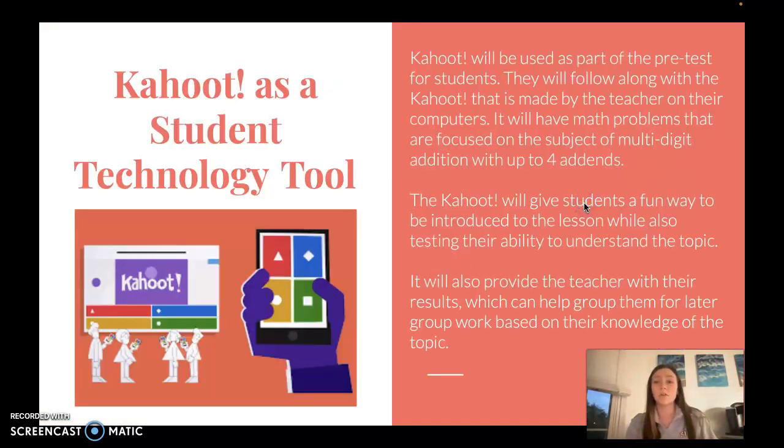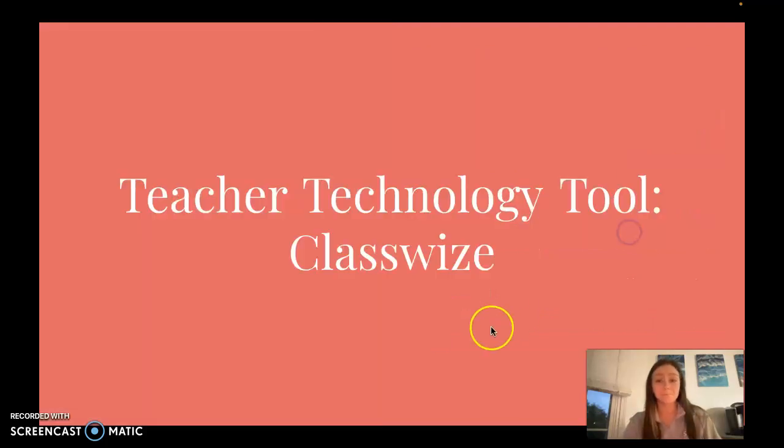So Kahoot, like we said, is going to be used as part of a pretest to test students' ability to add 2-digit numbers with up to 4 addends. It gives kids a fun incentive to try to win and do the best that they can, and it gives teachers results to help group them based on their knowledge of the topic. In those end results of Kahoot, they can group their students accordingly.